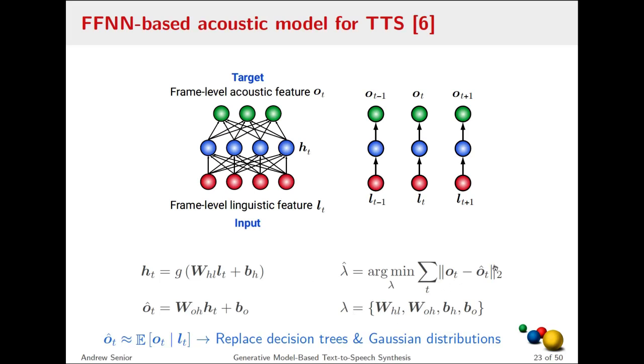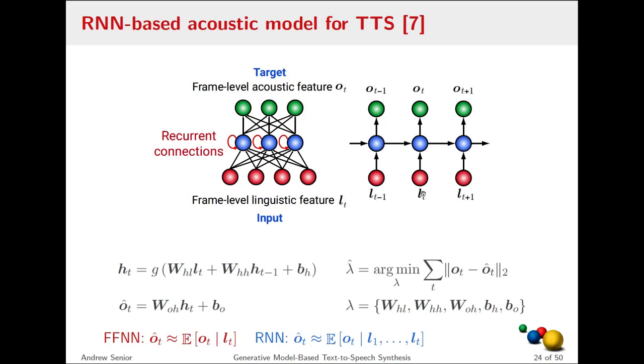And in this case, we're just regressing, doing a least squares fit to the acoustic features. We normalized them to be between 0 and 1, but just had a linear output in the output layer.